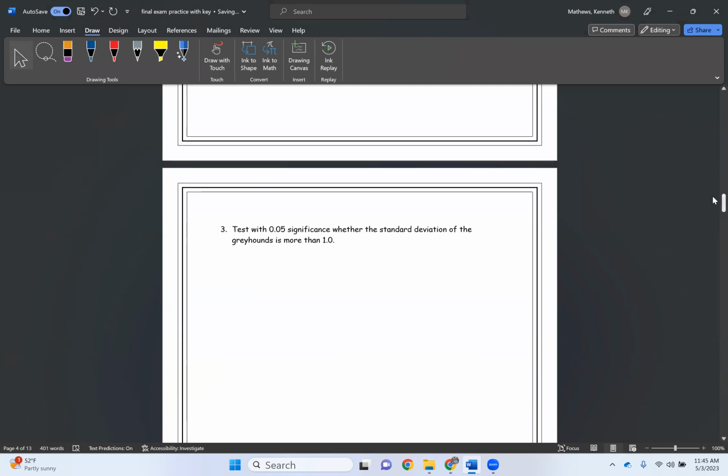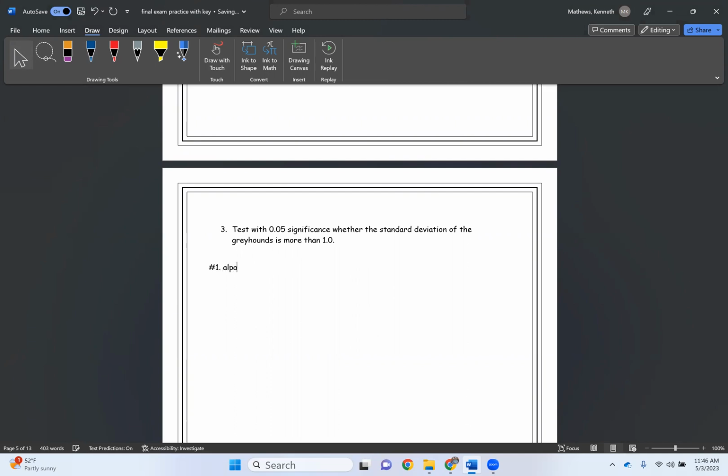Number 3. All right. Test with 0.05 significance whether the standard deviation of the greyhounds is more than 1.0. All right. So in number 1, part 1. It's not letting me do part 1. All right. What do we know?